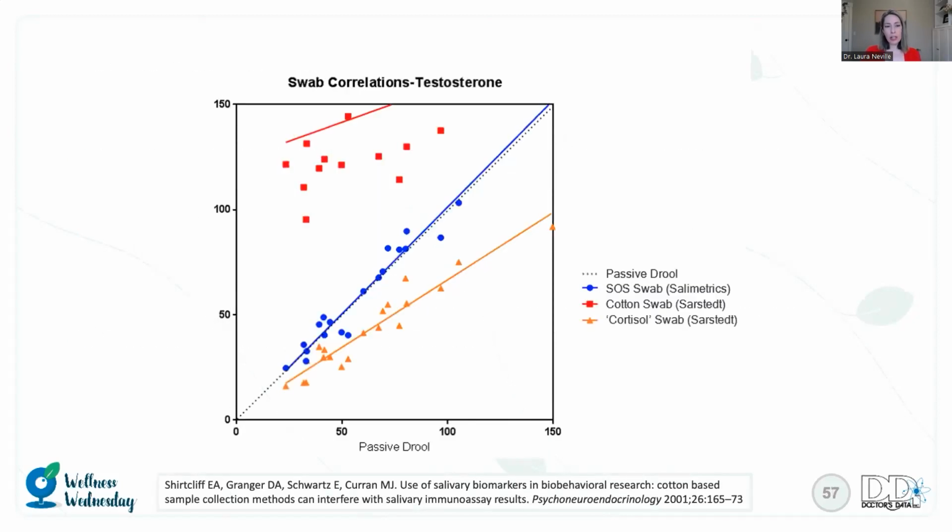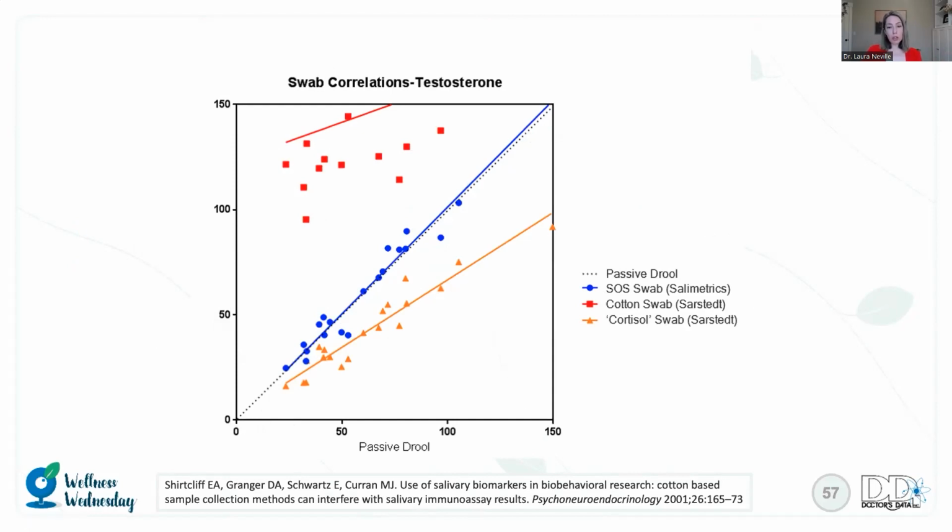You can actually see here a graph where they looked at testosterone levels and compared this to just passive drool. You can see this dotted line right here. Let me show you right here. So the dotted line right in the middle. And then they used what's called an SOS swab, which was done by the company Salimetrics. You can see that has quite a degree of precision with that passive drool.